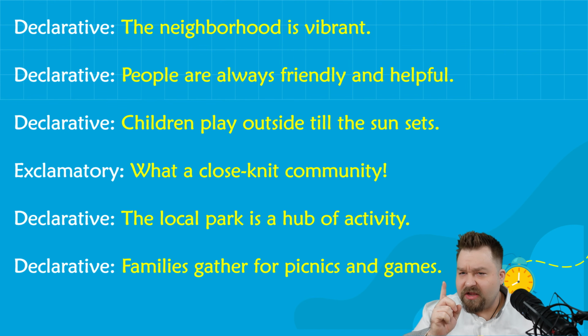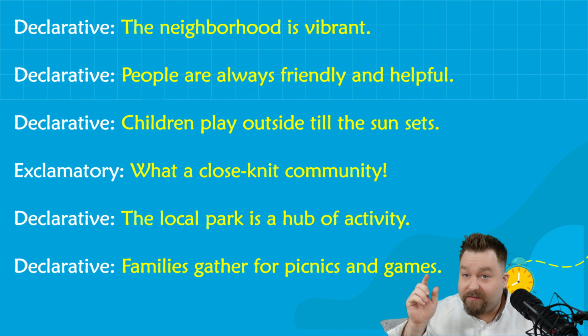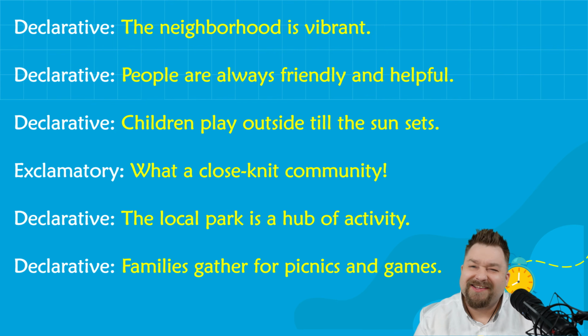Now, families gather for picnics and games. It's what they do. It's true. It's a period and another declarative. You see that? Most sentences in a paragraph, a book, a statement, something where people are talking, are declarative. Right? It'd be really weird if we're just like exclamatory all the time. It'd be very strange. Most of the sentences you're going to see are going to be declarative. Let's keep going with this paragraph.